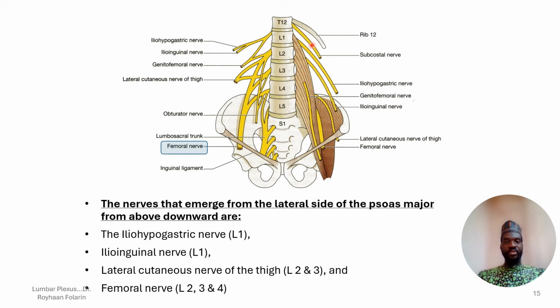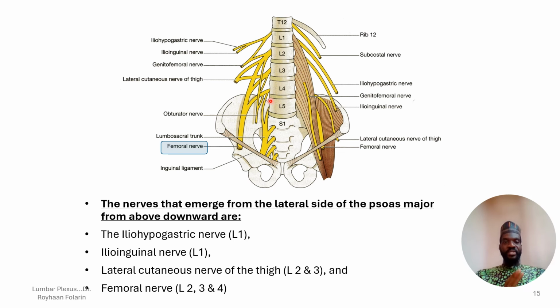So in summary, on the lateral side of the psoas major you have the iliohypogastric, ilioinguinal, the lateral femoral cutaneous, and the femoral nerve itself. While from the anterior surface you have the genitofemoral, and then from the medial side you have the obturator nerve and the accessory obturator nerve whenever it's present.